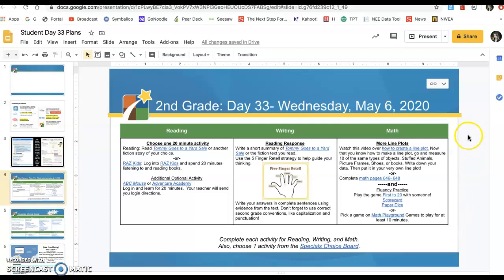Nicely done. Hopefully you have your 10 objects listed. And now it is time to measure them. Okay, it is time to measure your objects. So get that ruler out and measure. So look at your first item.